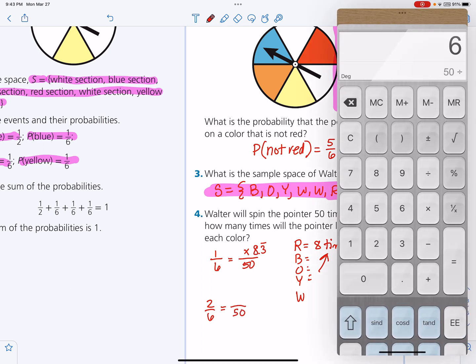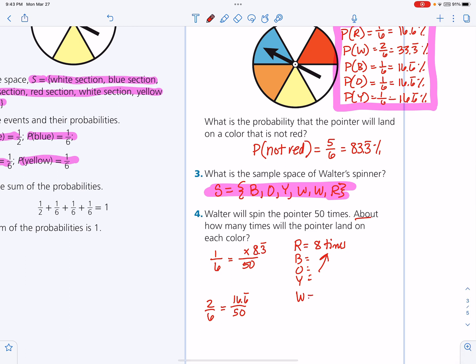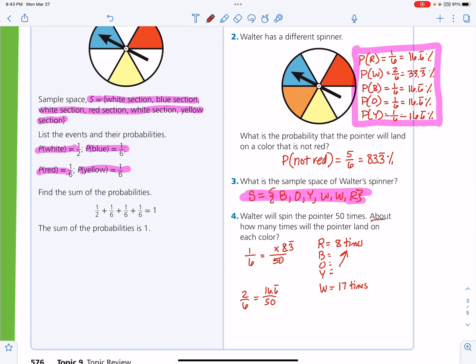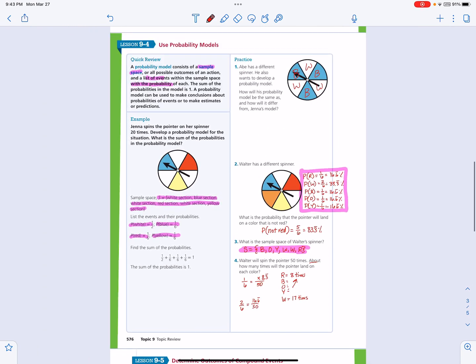50 divided by 6 times 2. Since we're doing about, this is okay to do it this way. 16.6 repeating. And so we have the white would be expected about 17 times. Okay, so there's some good practice on making predictions with larger amounts based on that probability model.